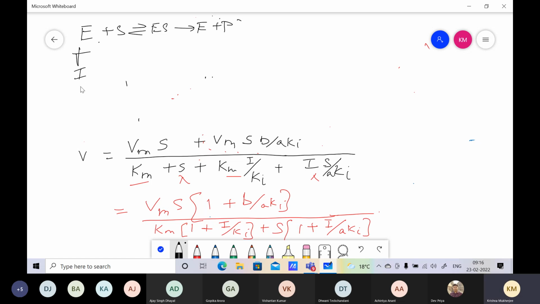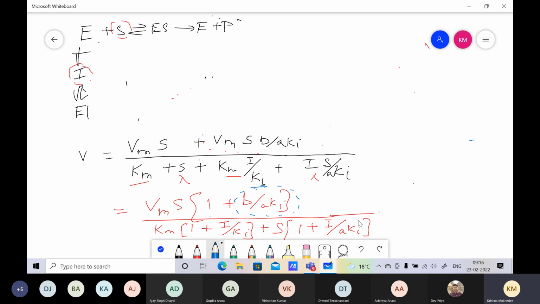E plus I, EI, backward, sorry, EI. And this is competitive inhibition. I and S compete for the active site on E. So they compete with each other. Nothing else is there. There is no EIS term here, so this part is gone. So this part is gone.